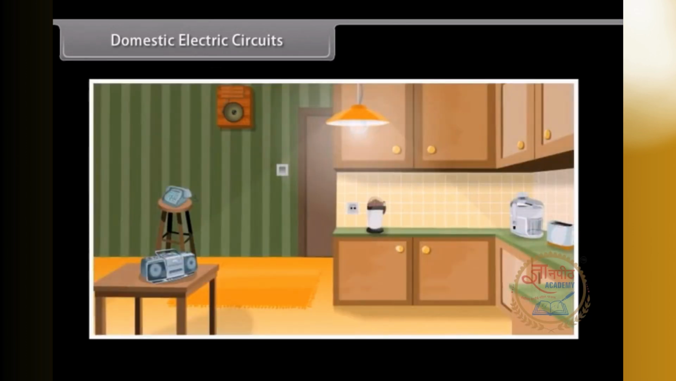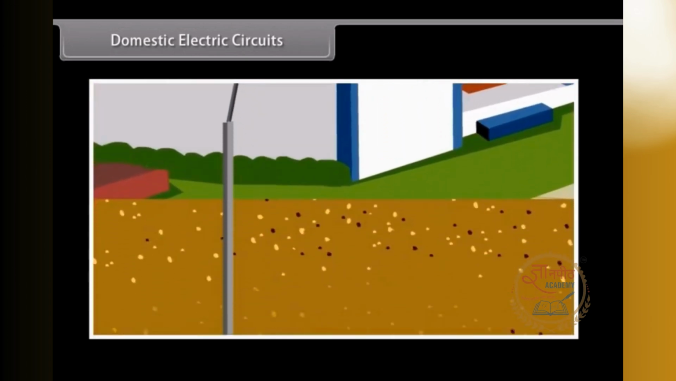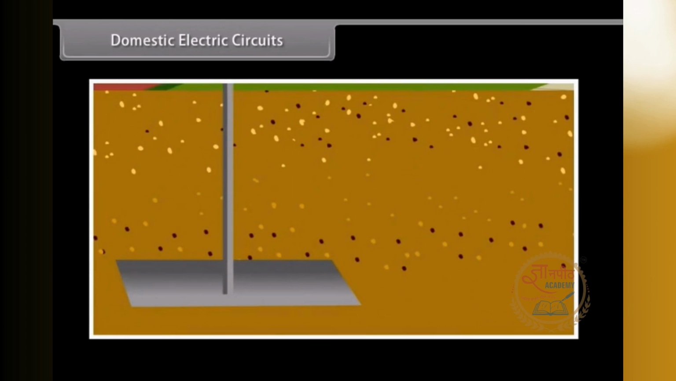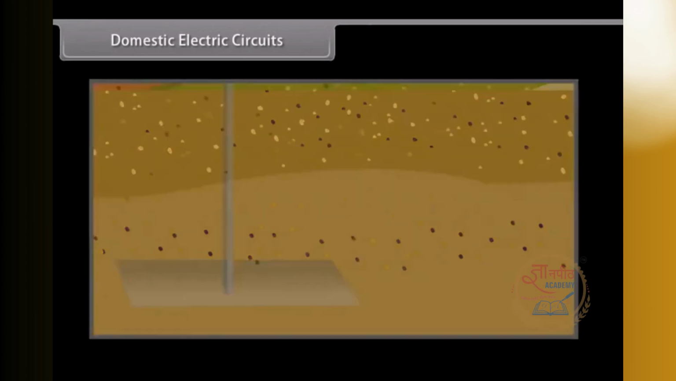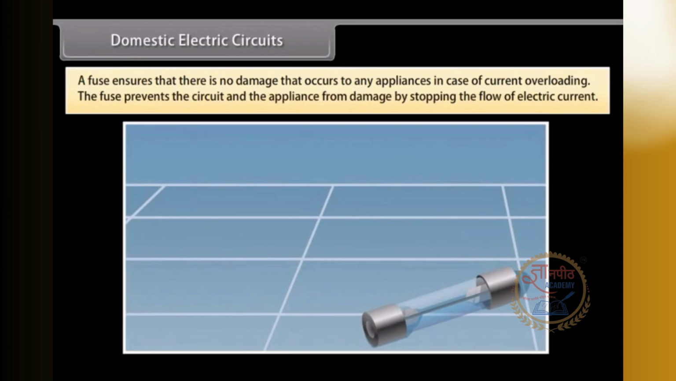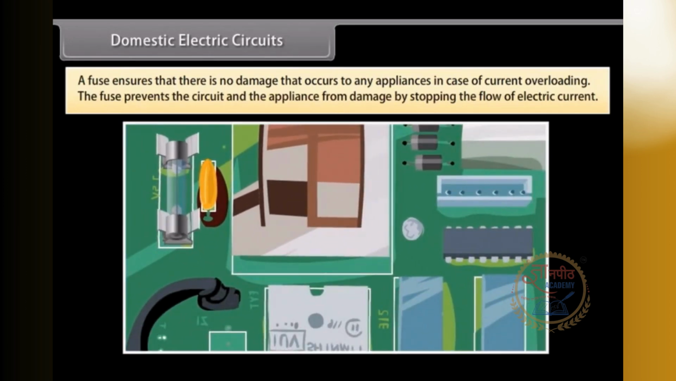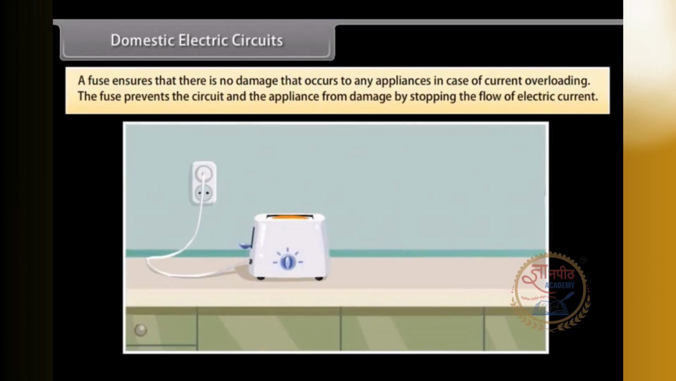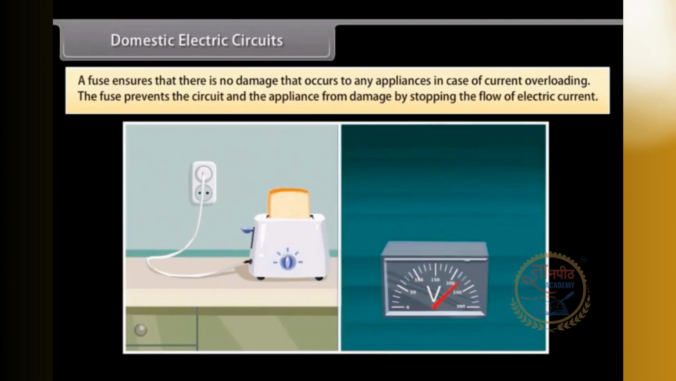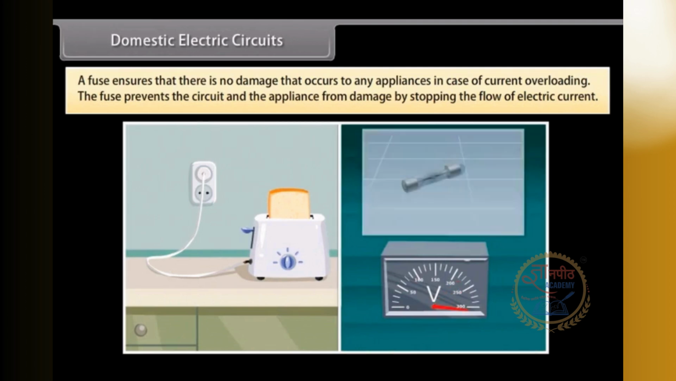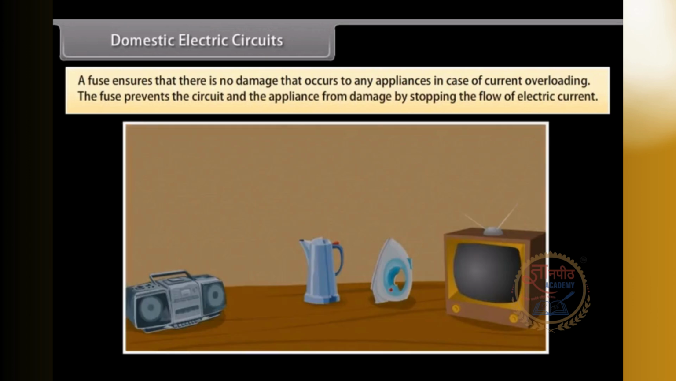There are different circuits used for different appliances being used in the house. The earth wire is connected to a metal plate deep into the earth to avoid receiving any severe shock in case of any leakage of current while using the appliances. A fuse is an important part of all circuits. It ensures that no damage occurs to any appliances in case of current overloading. Overloading occurs when the live wire and the neutral wire come in contact with each other or there is a rise in the supply voltage. In this case, the fuse prevents the circuit and the appliance from damage by stopping the flow of electric current.